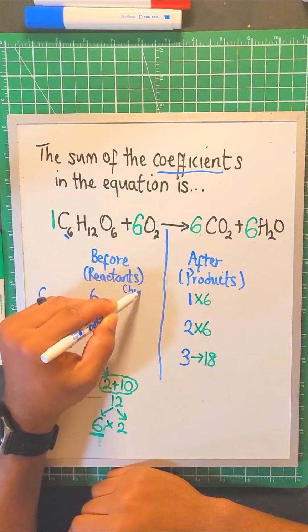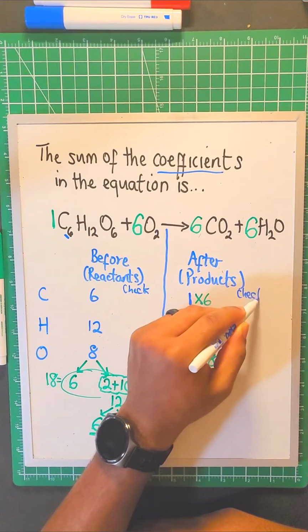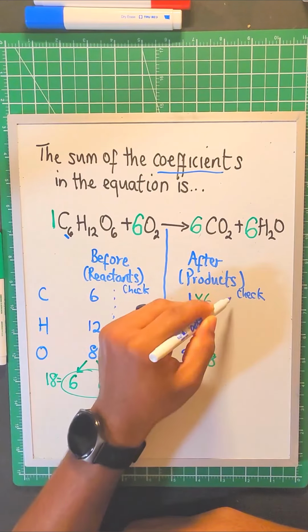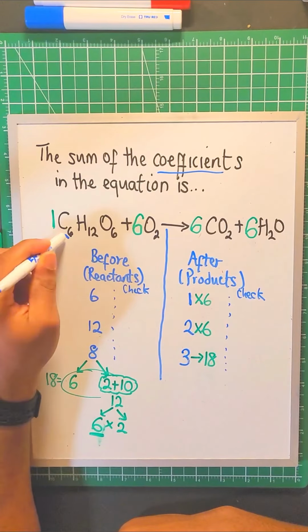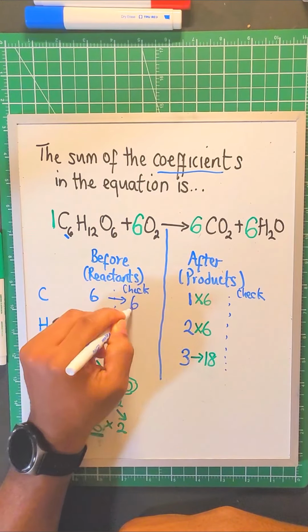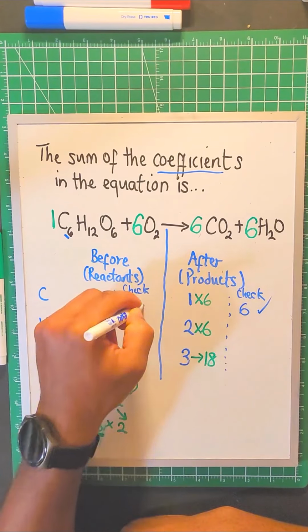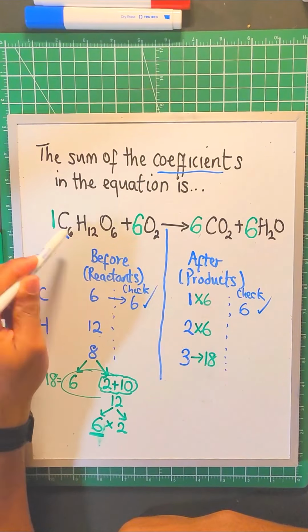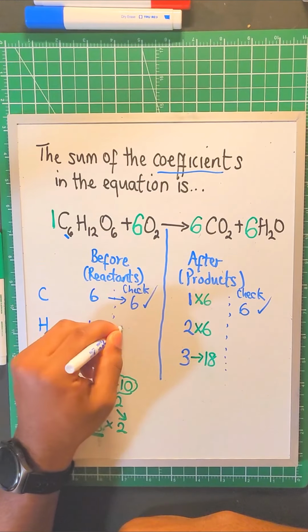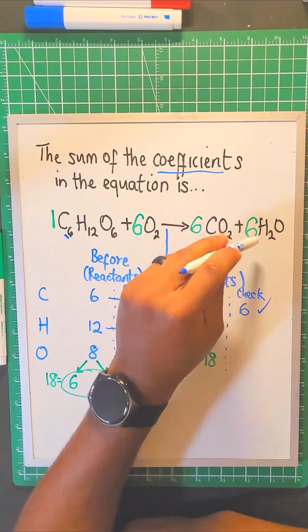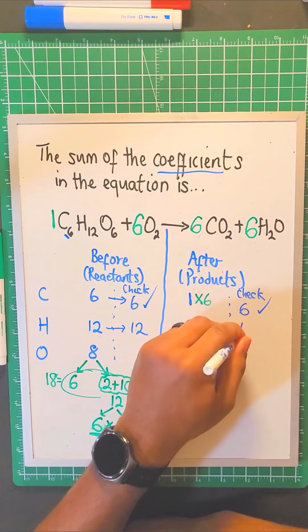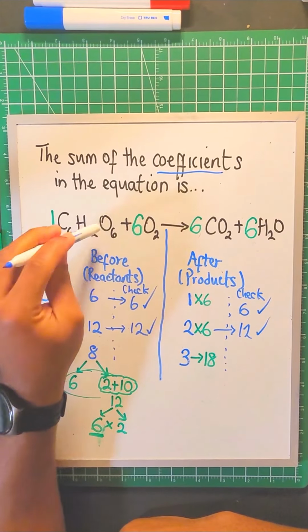Therefore, the sum of the coefficients is going to be determined after you check that all the atoms are balanced on both sides of the equation. We can see that indeed, not only the carbons are balanced in the reactant and product, but also the hydrogen is balanced, and finally the oxygens are balanced.